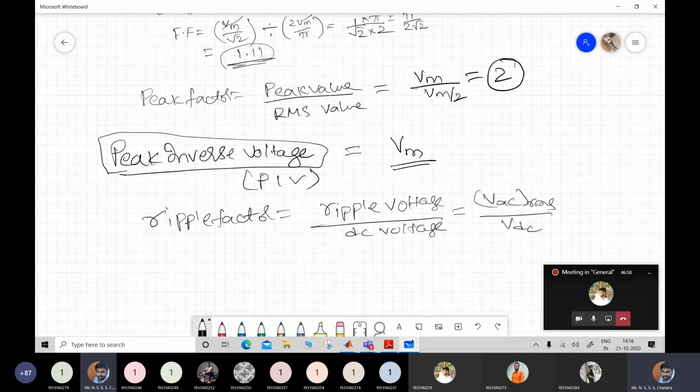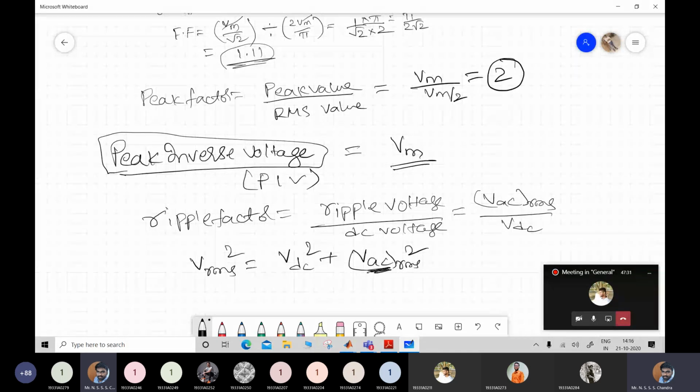What's the relationship between the output voltage and the V AC RMS? The output RMS has two components: one is the DC component, the other is the AC component. The relationship between them is that V RMS square is equal to V DC square plus V AC RMS square. AC means the ripple quantity, the ripple voltage. So from this, what will be the ripple factor?